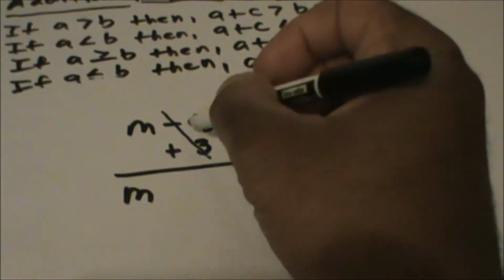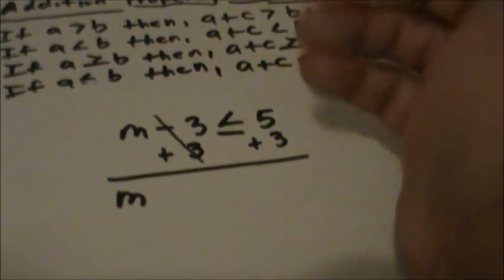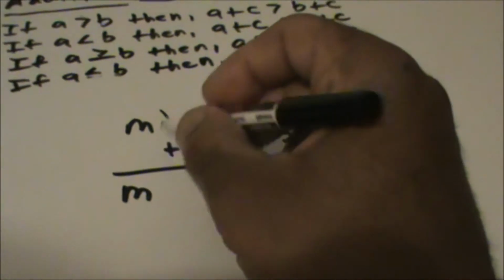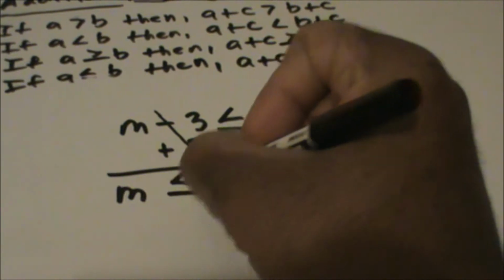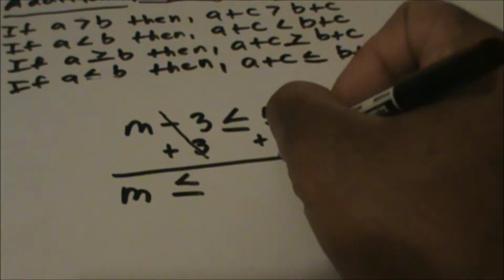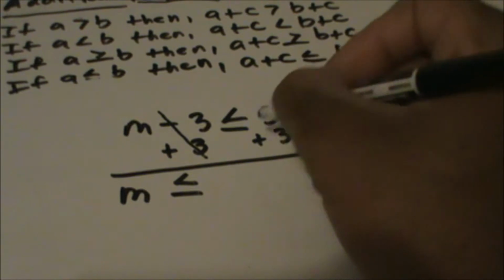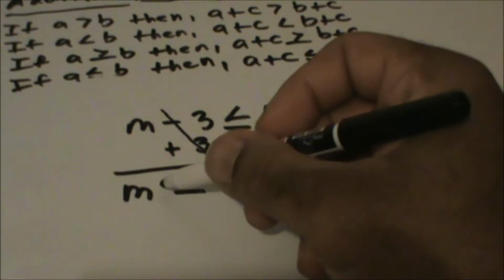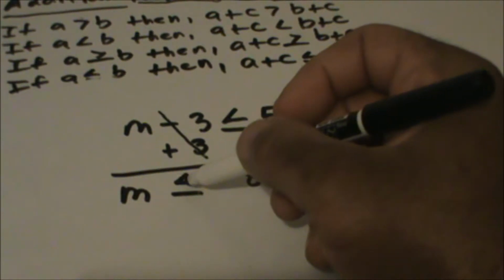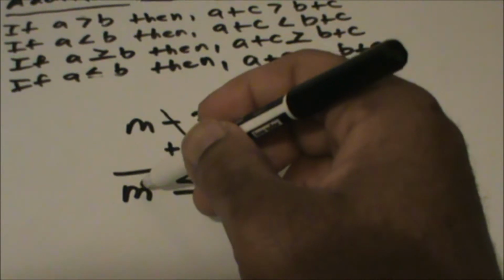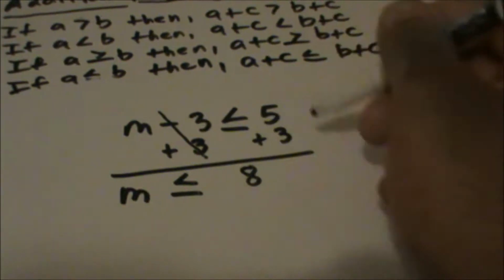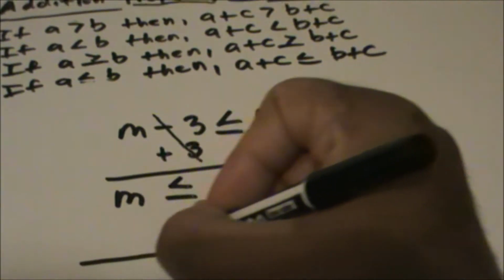This cancels because -3 and +3 cancel out. They are of equal quantity but unlike signs, so they cancel. Then bring my sign here, which is less than or equal to whatever the value is, 5 plus 3, which is 8. So m is less than or equal to 8. Think about all the numbers that are less than or equal to 8. Which direction is it going? We'll see, so we'll graph it.